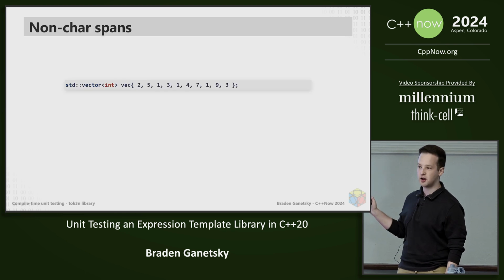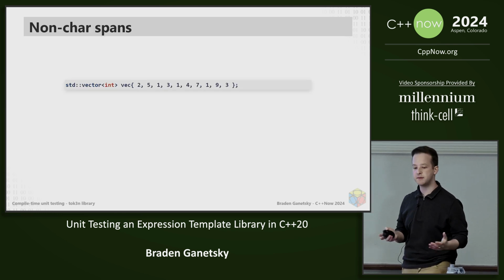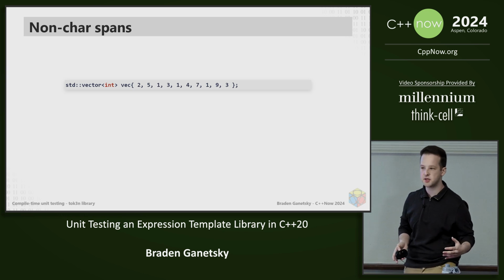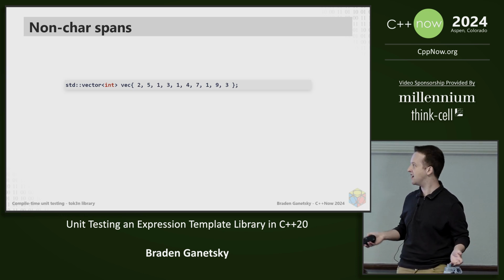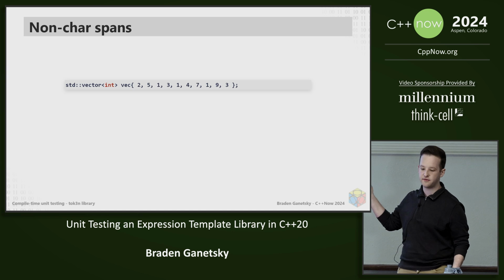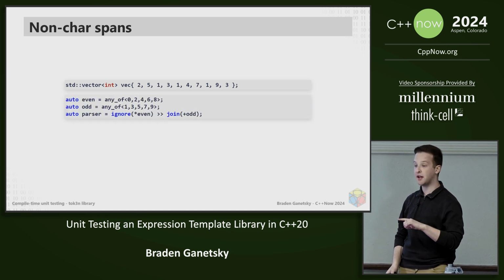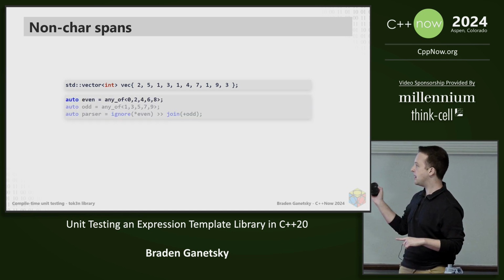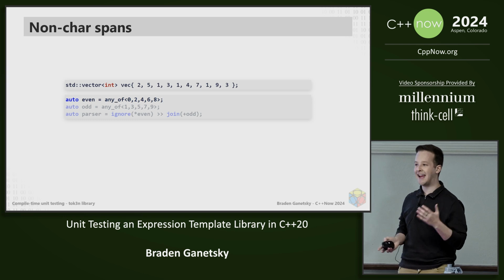I'm going to show off the non-char spans now, because this parser library doesn't actually care about chars. It doesn't care if it's parsing chars or parsing ints or parsing really anything. So here I'm going to take a vector of int of random numbers, and I'm going to make 3 parsers. The first one I'll make is an even parser. So it parses any of the ints 0, 2, 4, 6, 8.